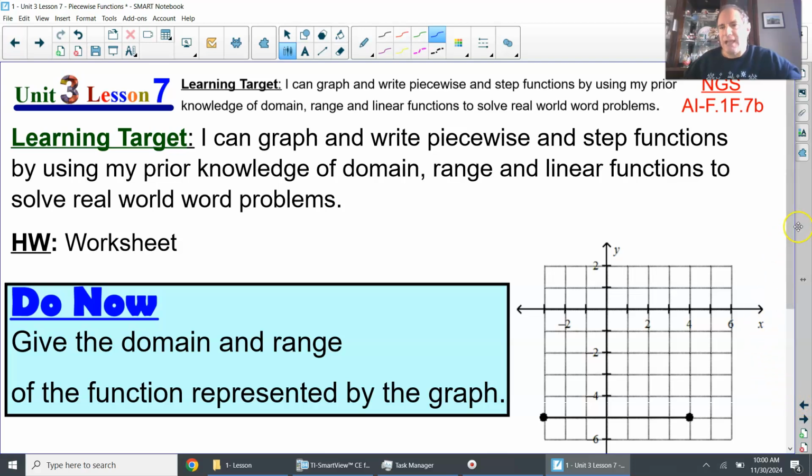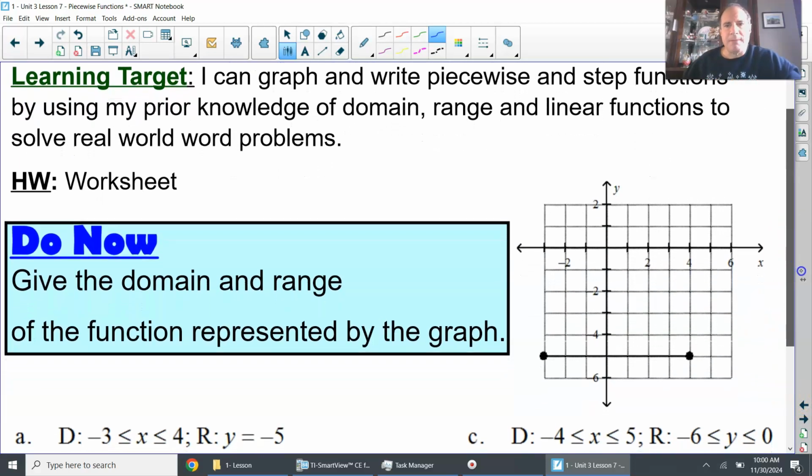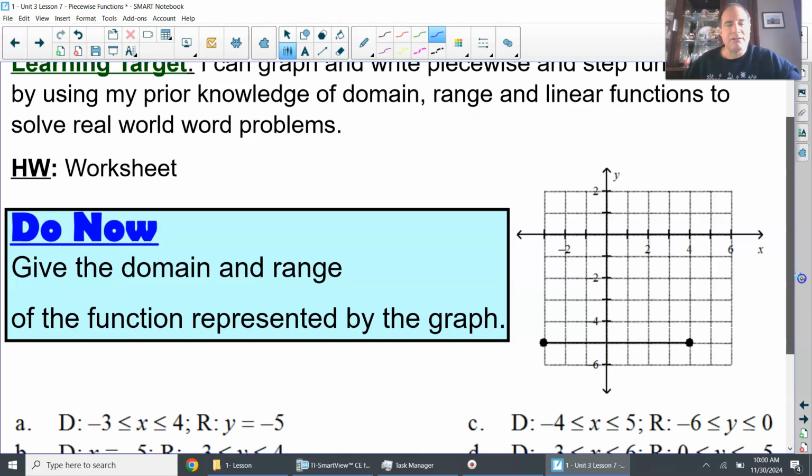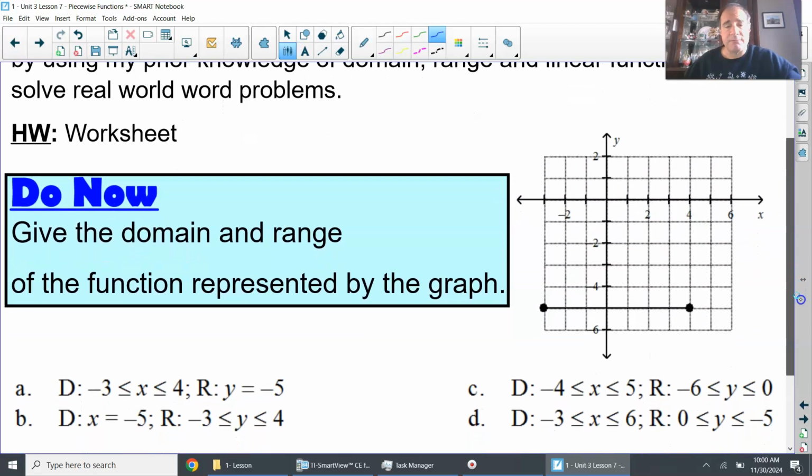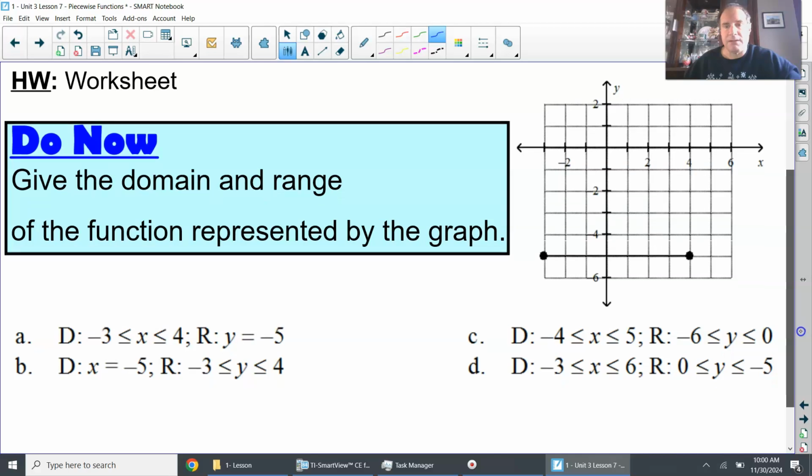So going to the adding target, remember the prior knowledge was the prior knowledge that we just basically did and reviewed. So the do now says give the domain and the range of the function represented by this graph. This graph is known as a line segment, a graph of a line segment. So it only starts here and ends here. Notice there are no arrows, so this is not a line, this is a line segment.